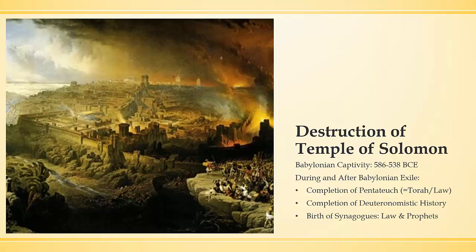It's during the Babylonian exile that the four sources of the Pentateuch are drawn together, and during and after the exile, the Pentateuch, or Torah, the law of Moses, is finally completed as we know it today. During this same time, the Deuteronomistic History was completed.